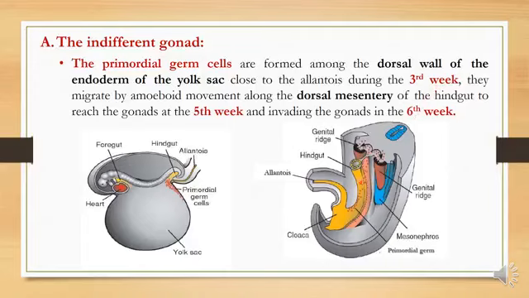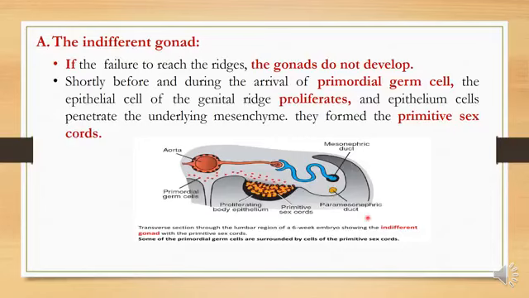These cells migrate by amoeboid movement along the dorsal mesentery of the hindgut to reach the gonads at the 5th week, but invade the gonads in the 6th week. If the primordial germ cells fail to reach the ridge, the gonad does not develop.